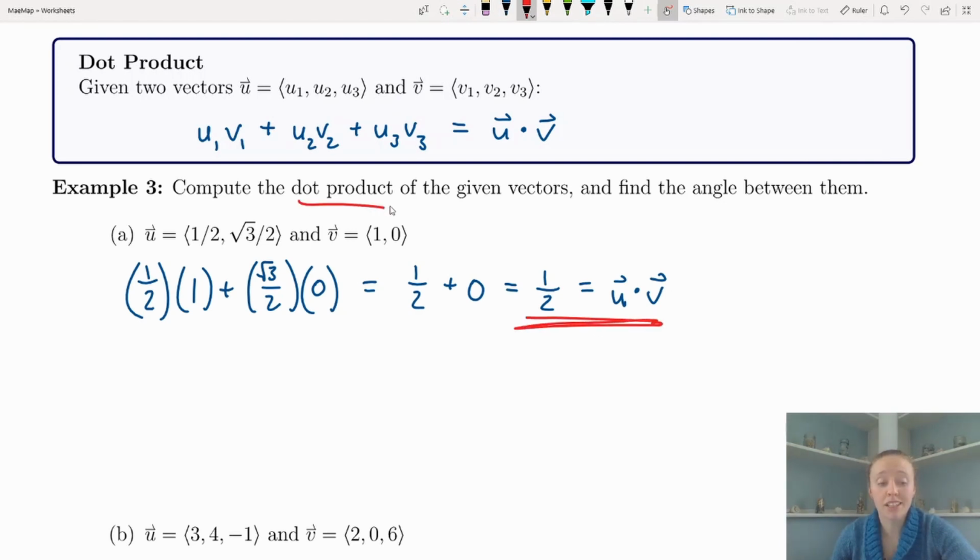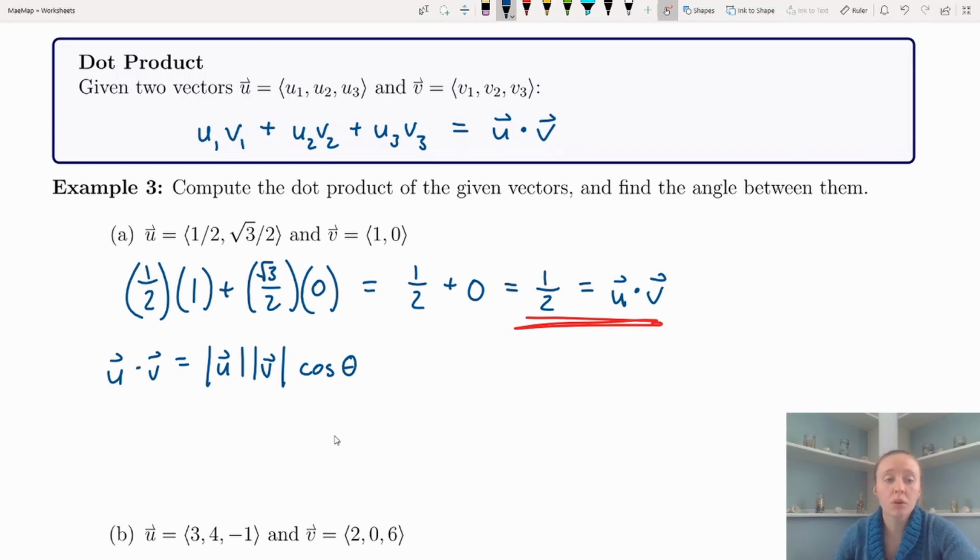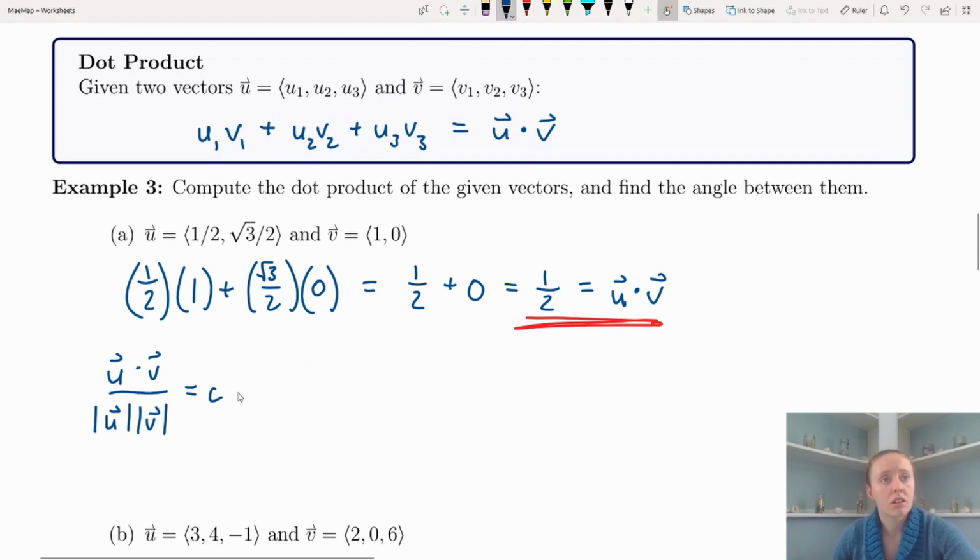Now remember, this is the dot product between u and v. I have the dot product now, but I also need to find the angle between them. Well, how exactly do I do that? Think about this. We know u dot v, and we can easily calculate the magnitude of u and the magnitude of v, and knowing that, we'll be able to solve for the cosine of theta, which in turn will allow us to find theta. So let's just divide u dot v by the magnitude of u times the magnitude of v. Doing that will leave me with the cosine of theta.